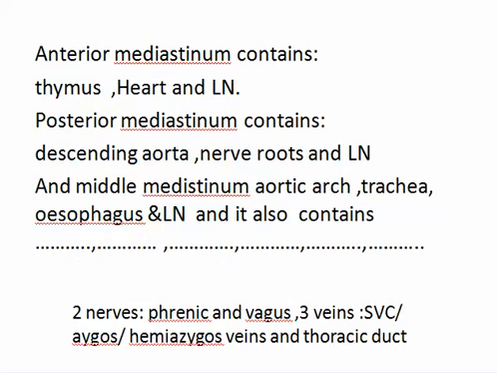Anterior mediastinum usually contains the heart, sometimes thymus, and lymph nodes. Posterior mediastinum contains the descending aorta, nerve roots, and lymph nodes, while the middle has the aortic arch, trachea, esophagus, and lymph nodes. So lymph nodes are seen in all. Heart in the anterior, the posterior contains the descending aorta, while the middle contains the aortic arch, trachea, and esophagus.